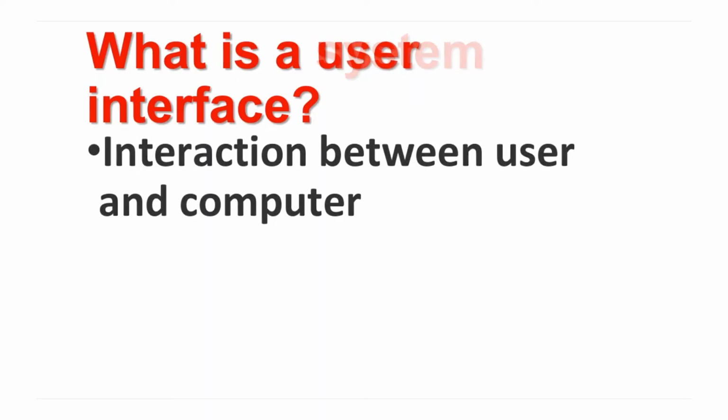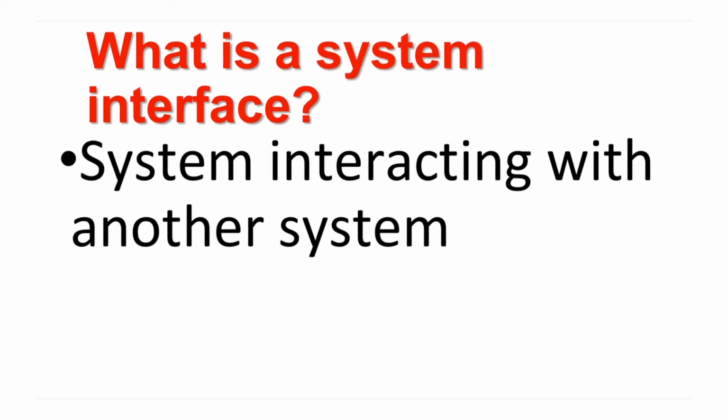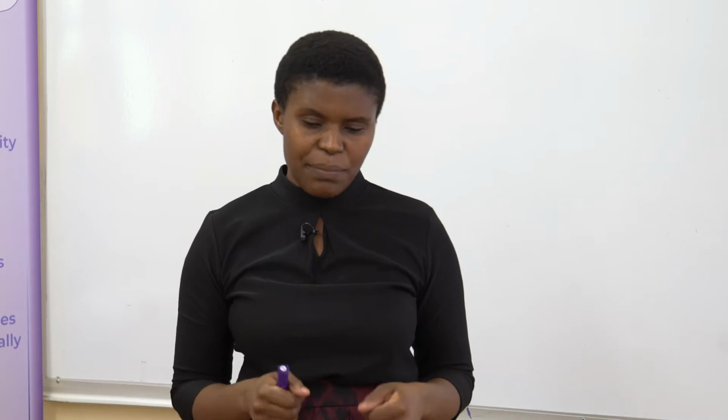What is a system interface? We're looking at the user interface. Now we are looking at a system interface. This is a system interacting with another system. When you're designing a system, you are going to have your user interface where a user is going to interact with that computer system. Now, there are things that do not involve you as a user, because as a user you can sit down, you can type, you can scan, you can do all these things. But now there are times that whatever we have collected or presented in a computer needs to be output using a different device.